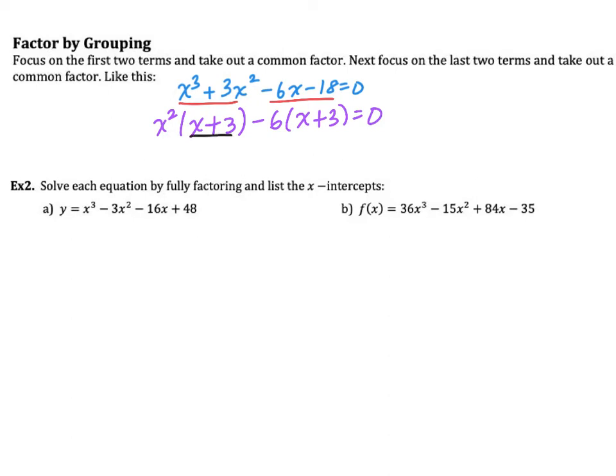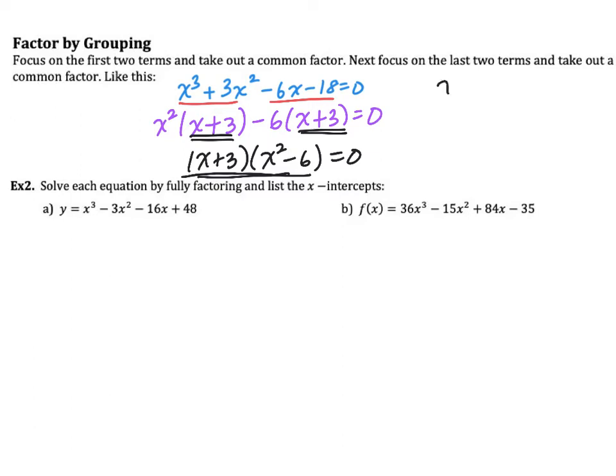Remember, when you're factoring by grouping, these x plus 3's need to be identical or there's an issue and you can't continue. So now I can have my x plus 3 as my greatest common factor, and then x squared minus 6 is left over, and so this is my final answer if I'm going to factor, right? So that is factoring. Now how do I solve?